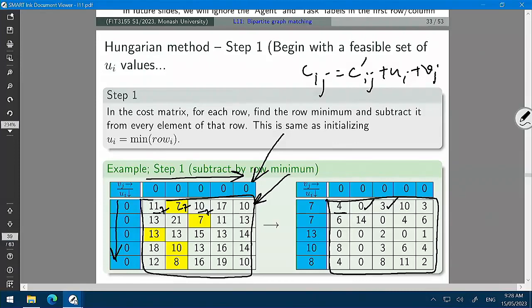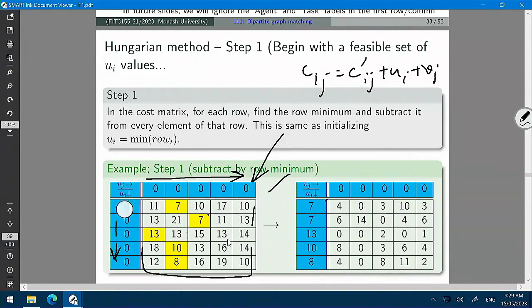Let's take another example, the third row. We're doing this for everything. The minimum is 13. So if I subtract 13, I get 0. Subtract 13, I get 0. Subtract 13, I get 2. Subtract 13, I get 0. Subtract 13, I get 1. Okay? If I'm doing this for every row, I'm reducing that row by its minimum, and whatever I've reduced has to be added back here.